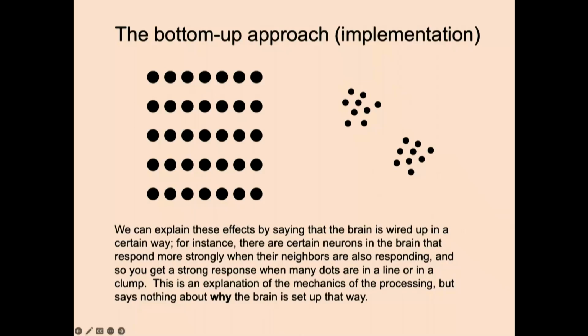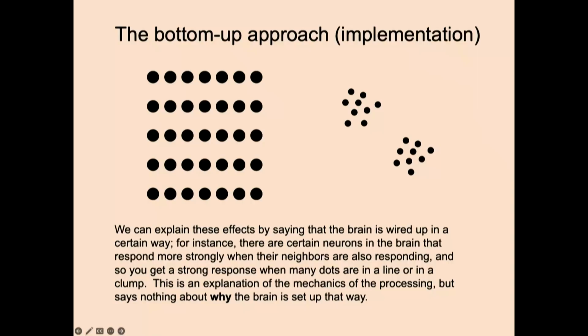So for instance, we can give an explanation of grouping in terms of neurons, by saying that there are neurons in the brain that respond more strongly when their neighbors, which have nearby receptive fields, are also responding. And in fact, we'll see some evidence that there's probably some truth to that. And so you get a strong response when many dots are in a line or in a clump. So that's one way to explain how the perceptual effect of grouping would come about from neurons, but it doesn't really tell us why that would happen.